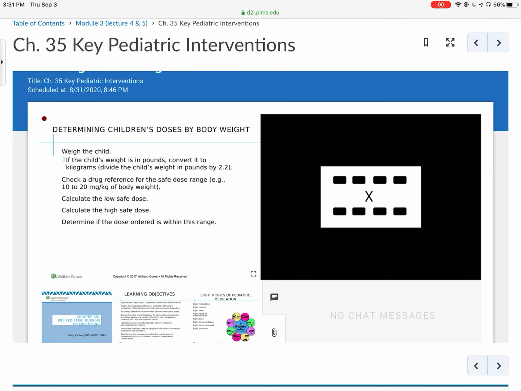So how do we determine the dose? We want to get the body weight. We always do it in kilograms, so we always convert it. We're going to check for safe ranges, and then calculate the low safe dose and the high safe dose, and then determine whether the ordered dose is in between. So you may do that in some of your med calculation questions on your exams also.